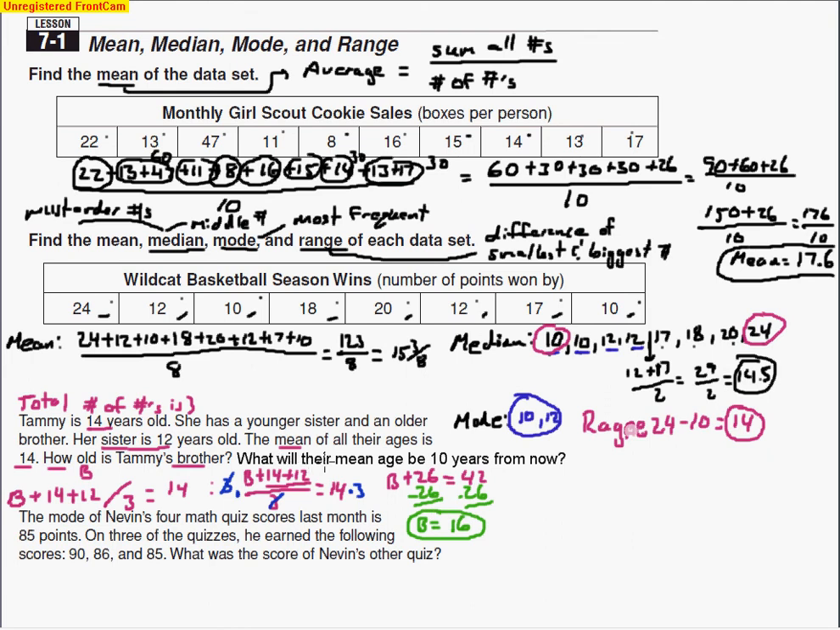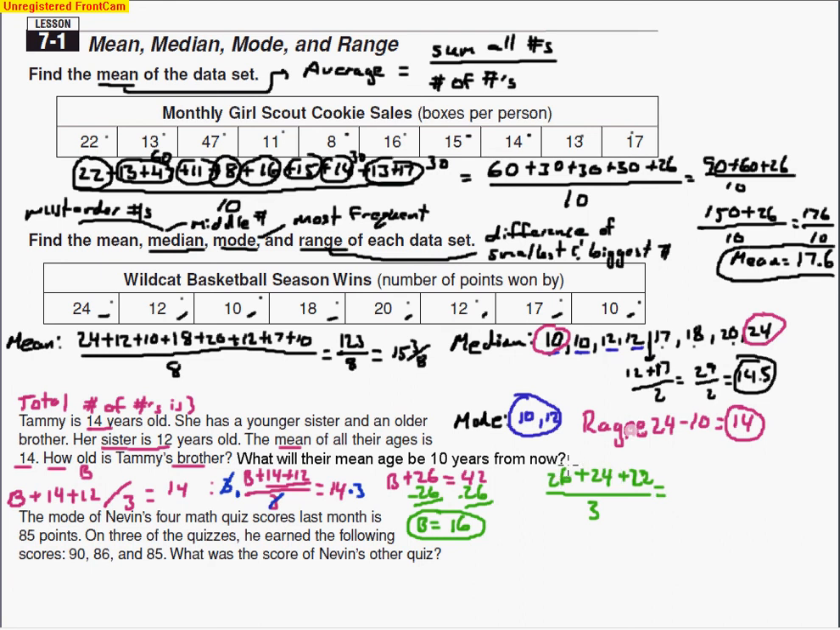Well, what will their mean age be 10 years from now? Let's figure it out. Let's go ahead and add 10 years to each of their ages. So 16 and 10 would make 26, then 14 plus 10 would make 24, and then 12 and 10 would make 22. So all I did is add 10 years to each of their ages and then divide by 3 still. So go ahead and add these numbers together.